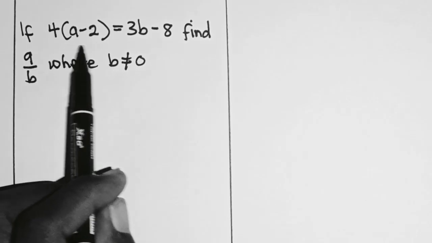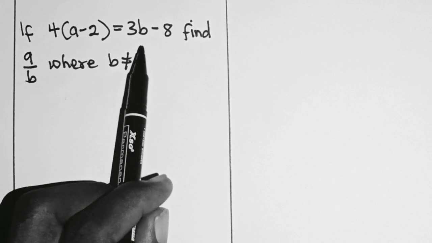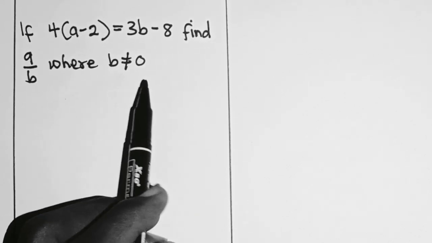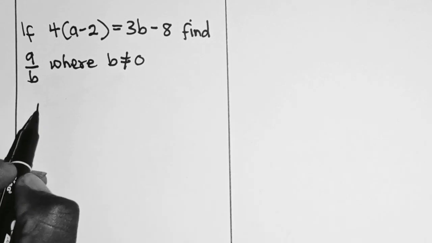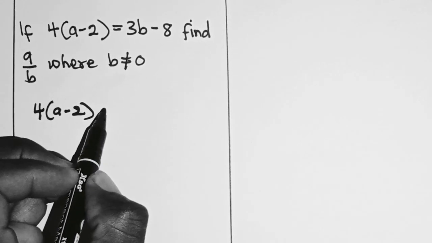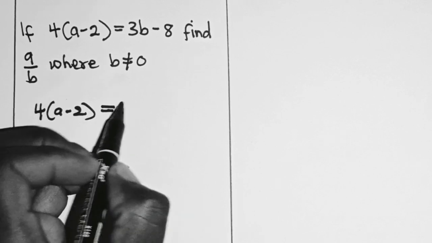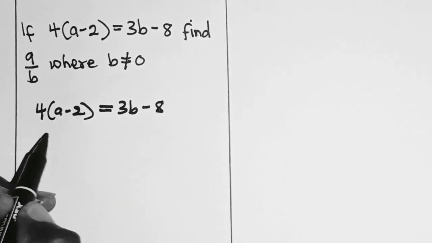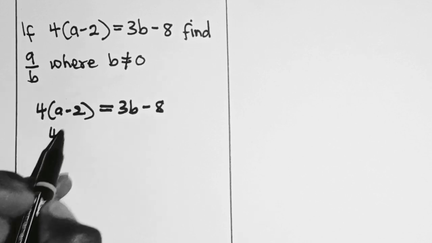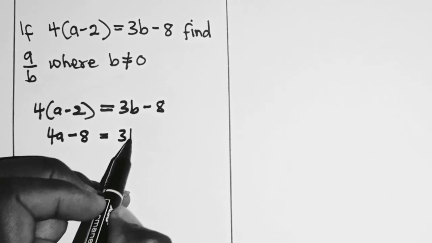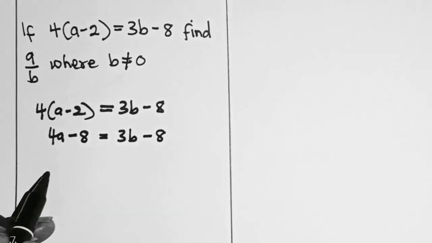4 times into bracket a minus 2 is equal to 3b minus 8. Find a divided by b, where b is not equal to 0. So the equation is 4 times a minus 2 is equal to 3b minus 8. So let's expand. 4 times a becomes 4a. Then 4 times minus 2 is minus 8. This is equal to 3b, then minus 8.